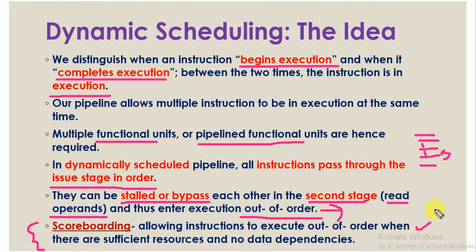If all the resources are available and all the instructions are independent, then it can allow out of order execution, and that is called scoreboarding. So whenever we have such instructions available, they can directly rearrange the order and go for execution, because it is not affecting any other part of the set of instructions available within the system, which is called scoreboarding.